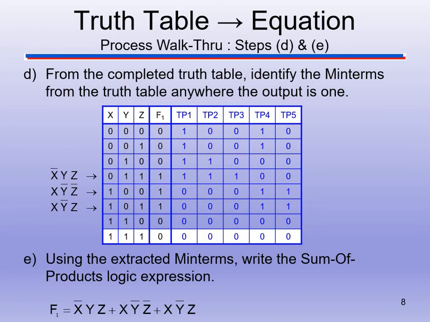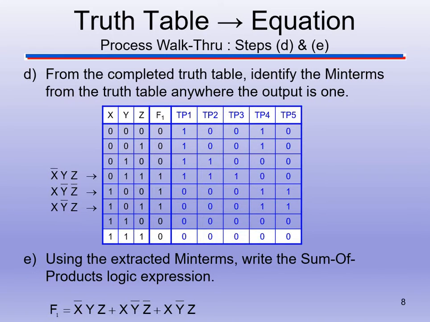Not X, Y, and Z. Or I could say X bar, Y, and Z. Alright? Then I would have X, not Y, not Z. Then I would have X, not Y, Z. So I would be able to write my 3 minterms, alright, and write my expression for F1 using the truth table. Now you could have done that just by using the letters X, Y, and Z on the circuit instead of using zeros and ones, okay?